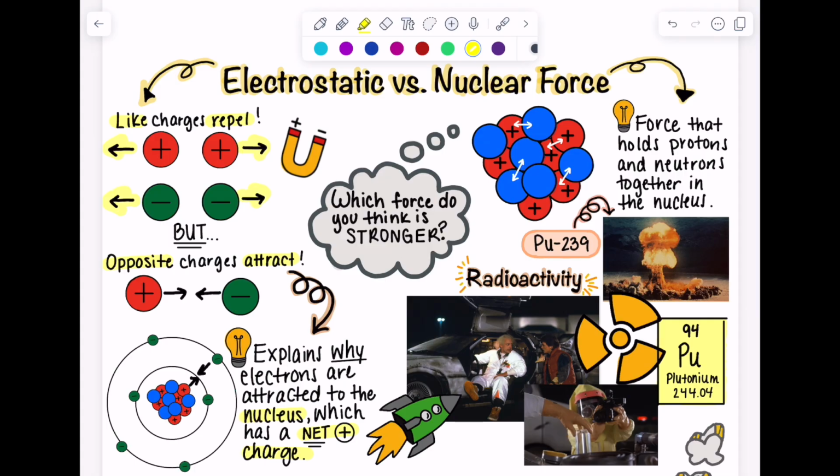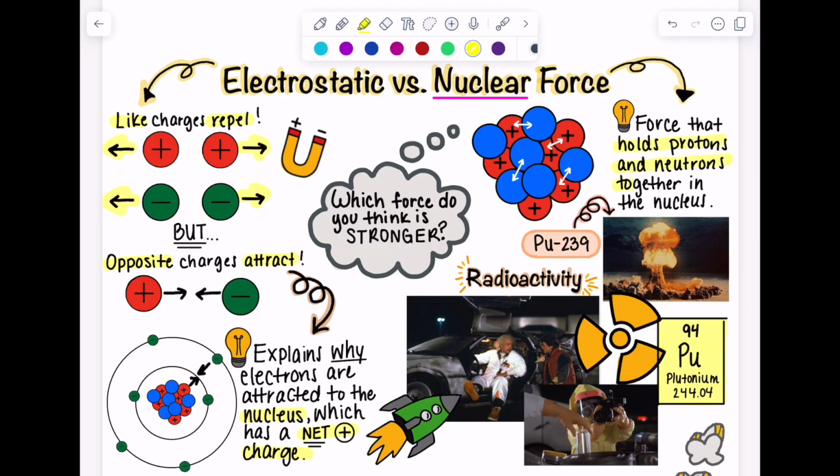But now we have a problem. If all the protons in the nucleus are positive and like charges repel, why doesn't the entire nucleus just blow apart? That brings us to our second force, and that is called the nuclear force. And you know what? The name gives it away. It acts in the nucleus. It's the force that holds protons and neutrons tightly together, even though all the protons are trying to repel each other.